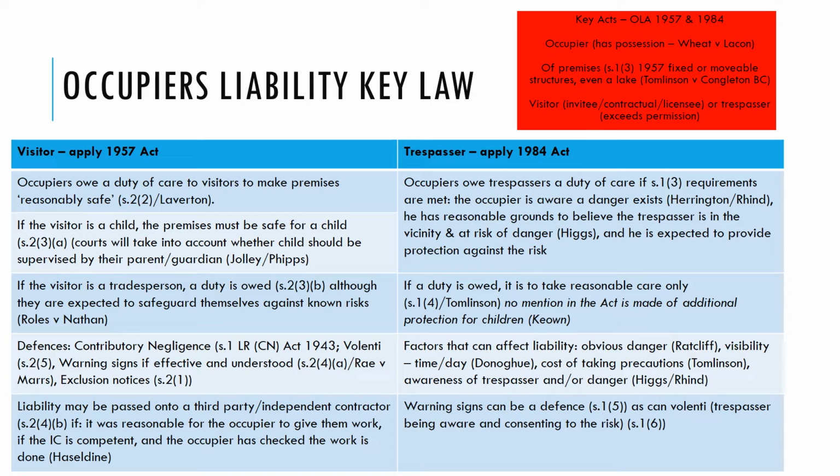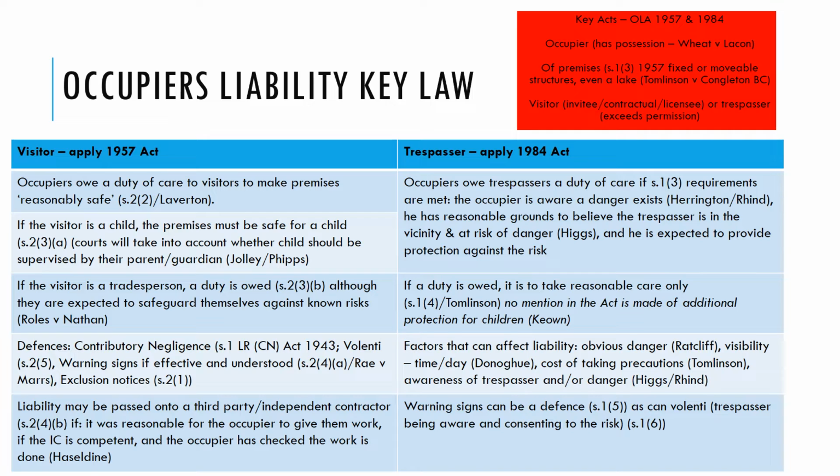A lot of people think it's unfair that occupiers owe trespassers a duty at all, because if you choose to go onto somebody else's premises or land, then surely you're taking that risk, and if you're injured, you should not be able to make a claim because that's your choice. So that's why these requirements are here. It is quite strict, and it makes sure that an occupier will only be liable if they know that a danger exists and they are expected to provide protection to anybody who comes within that danger, against the risk of harm. So it's not a blanket duty of care to trespassers. There are requirements that have to be met.